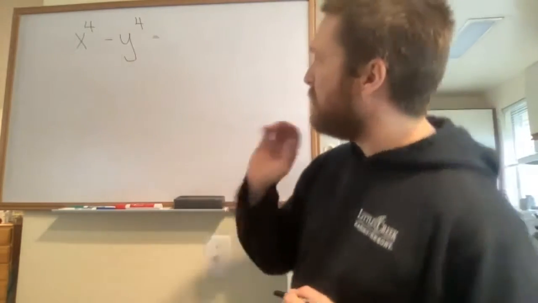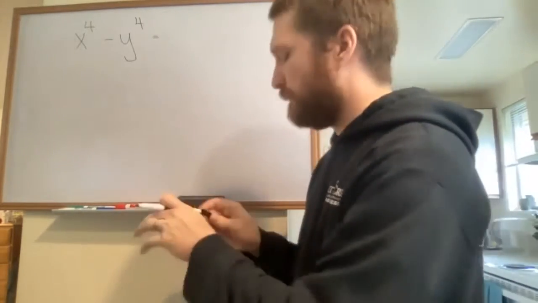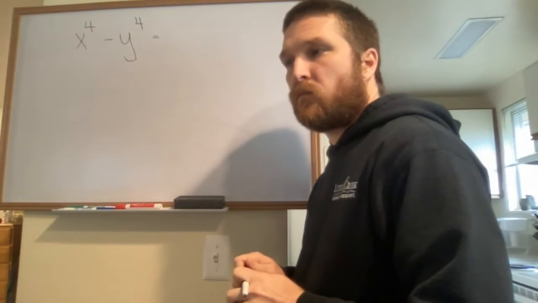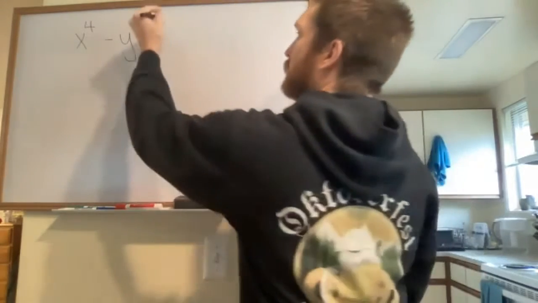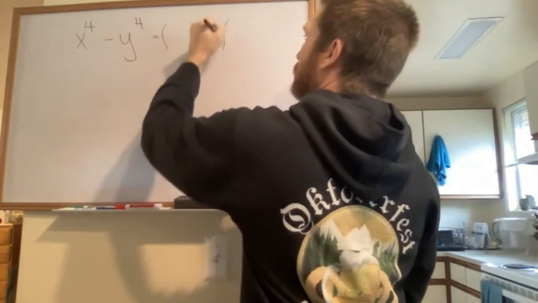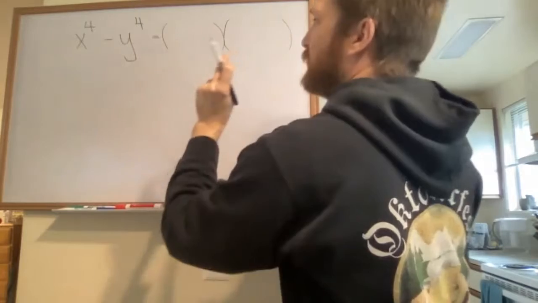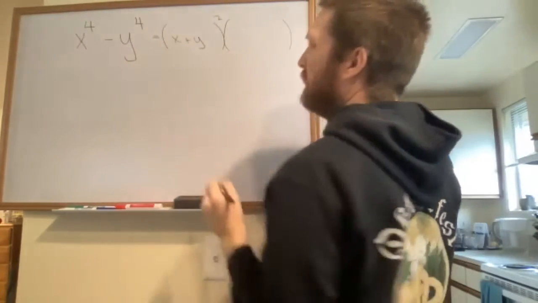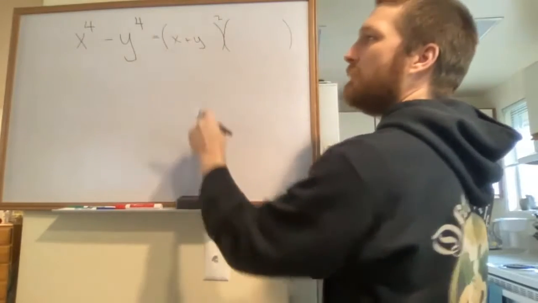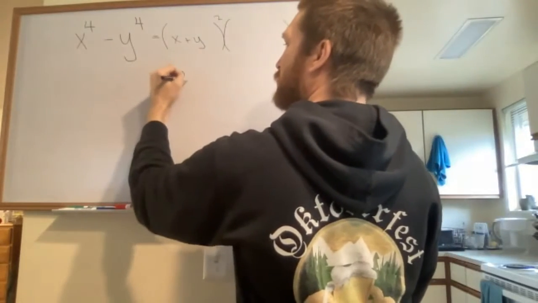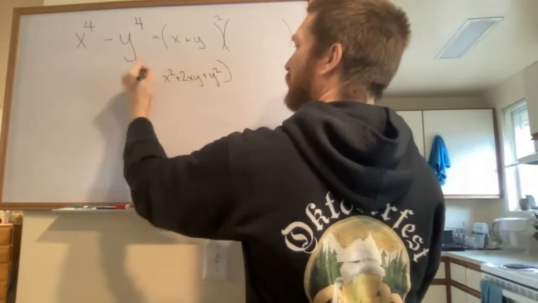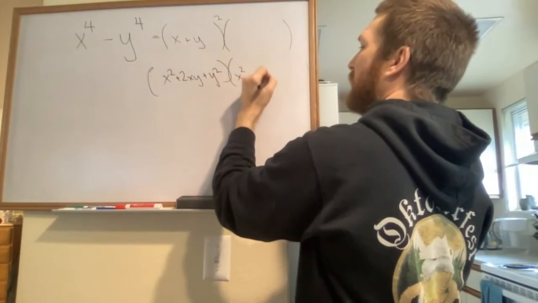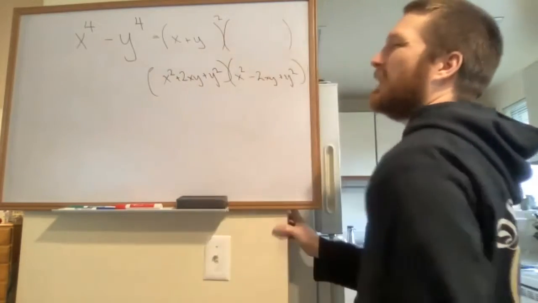Okay, I'm not sure if this is right. Would you have two parentheses, and then you'd have x plus y squared, and another parenthesis you'd have x minus y squared? Not quite, because what is that? That's x squared plus 2xy plus y squared. And x minus y squared would be x squared minus 2xy plus y squared. That's not quite what that is.